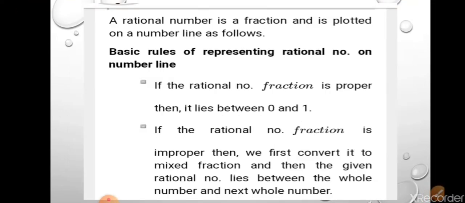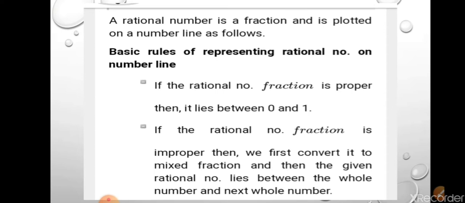In that we have studied, first we have to check which type of rational fraction it is. So some basic rules of representing rational number on a number line are: first, you have to see the type of rational fraction. Type means whether it is a proper fraction or an improper fraction.